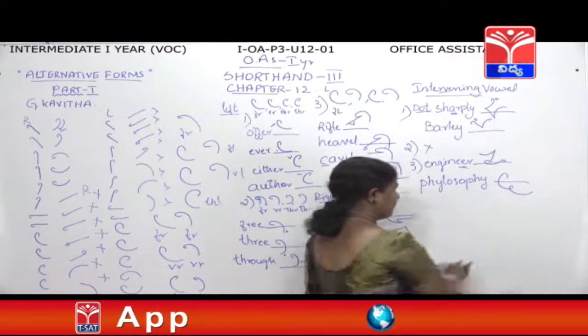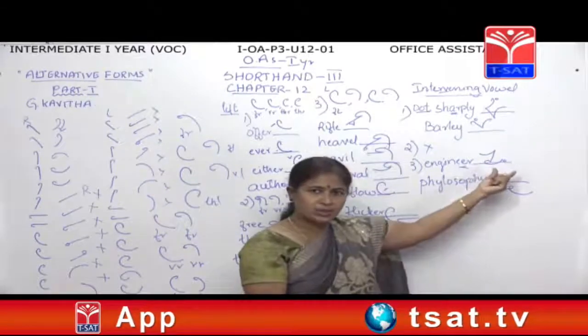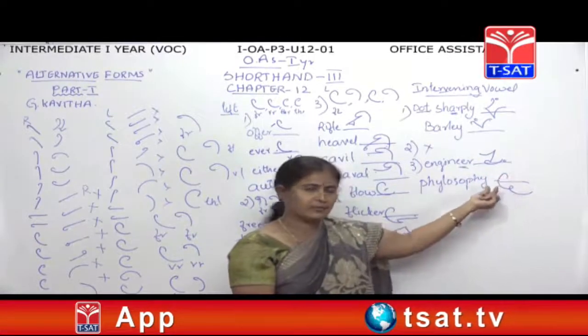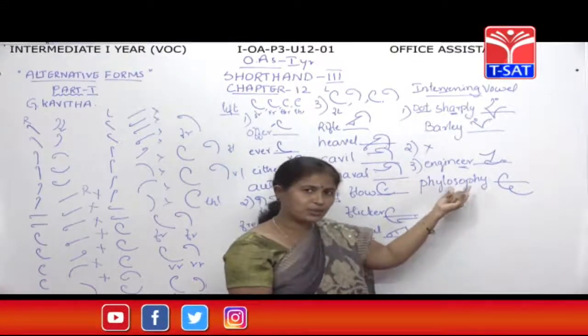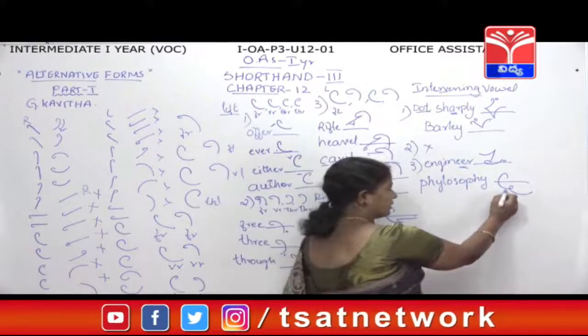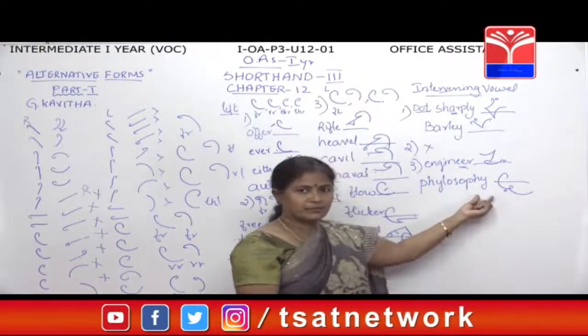Philosophy. Now fill. F L in between, we have a dot vowel. Where do you place it? We don't have place like this. Okay. If there is a vowel in between stroke and hook, we place a small circle here in the third place. Philosophy. Okay.